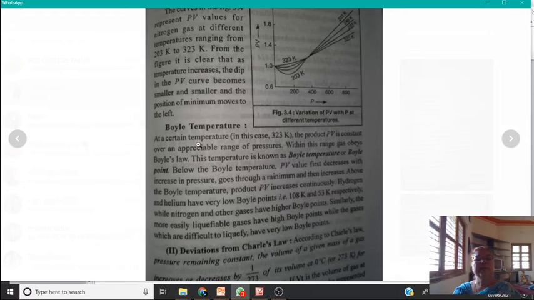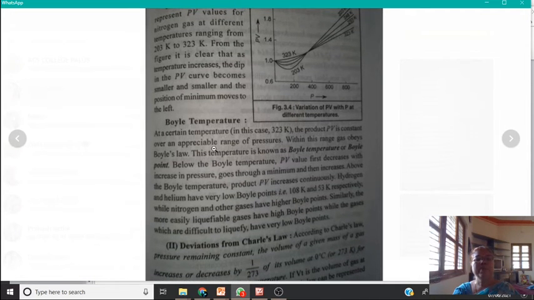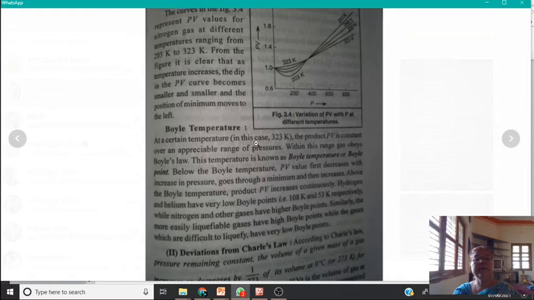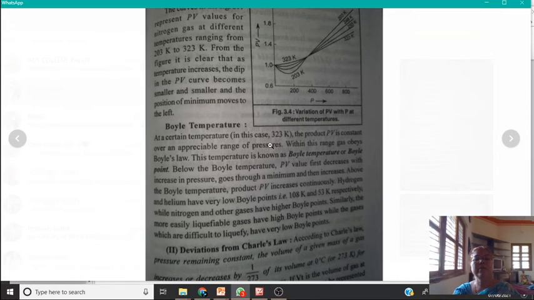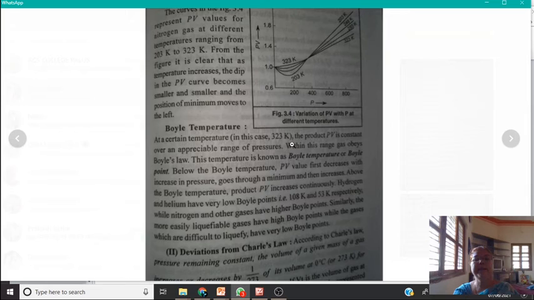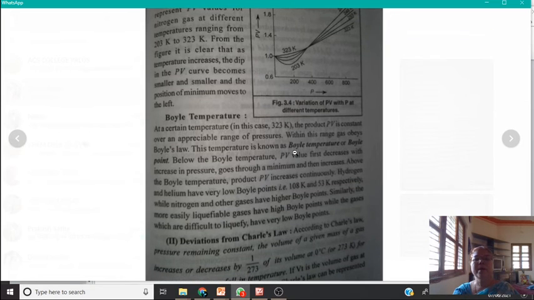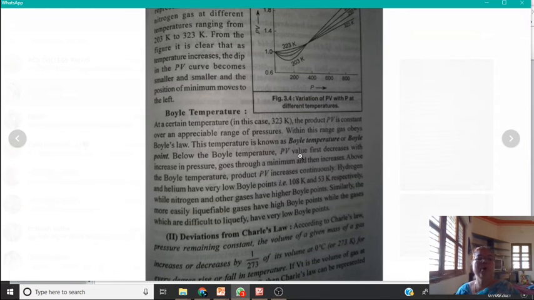Okay, then the Boyle temperature here. At a certain temperature, in this graph the temperature is 323 Kelvin, the product PV is constant over an appreciable range of pressure. Within this range, the gas obeys Boyle's law. This temperature is known as Boyle temperature or Boyle point.